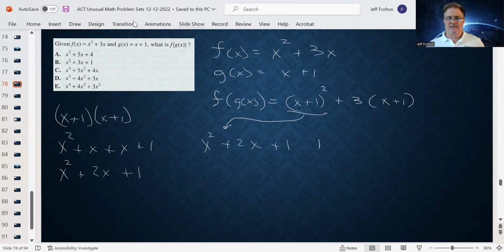Let's finish this off by taking our 3 and distributing it into the parentheses. 3 times x, 3x. 3 times 1, 3. Now we've got this equation developed. Let's take all of our like terms and combine them. So x squared, a 2x and a 3x gives us a 5x. That leaves the constants 1 and 3. So 1 plus 3 gives us 4. So f of g of x is equal to x squared plus 5x plus 4. And that's going to be answer choice A.